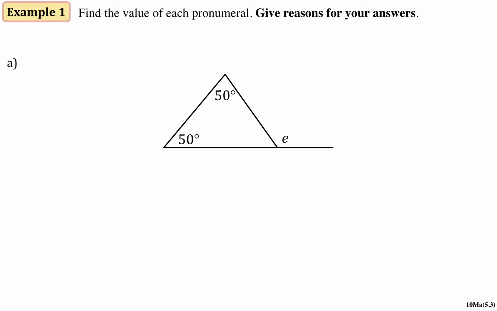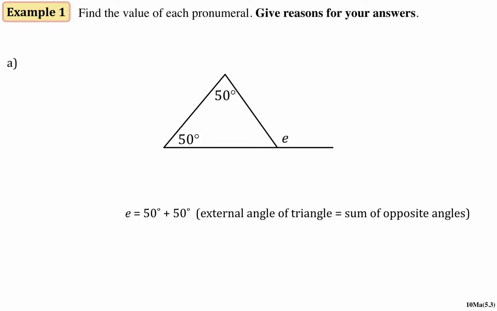Here's our first example. Find the value of the pronumeral, which in this case is the letter E. That's an external angle. There's our triangle. There's the outside angle. Remember the rule, the external angle equals the 2 opposite inside angles added together. So E is equal to 50 plus 50 because the external angle of a triangle is equal to the sum of the opposite angles, so E is 100. So I've given the reasons. The question says give reasons. There are my reasons for why that statement to start off with is true.